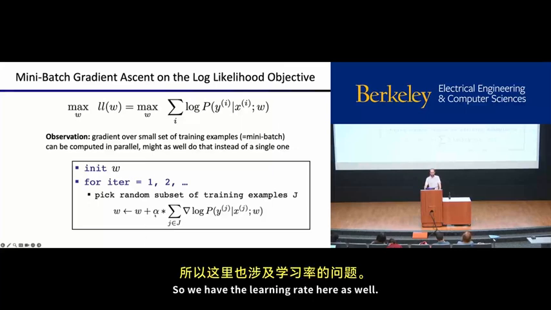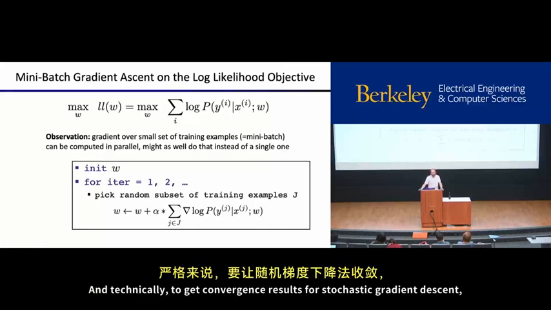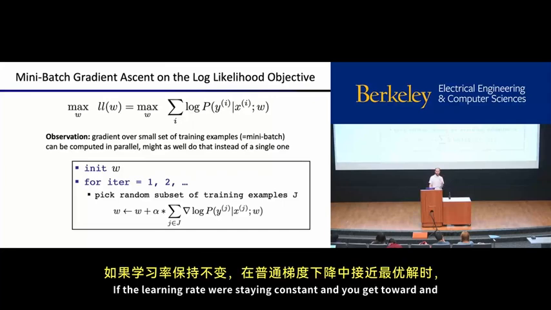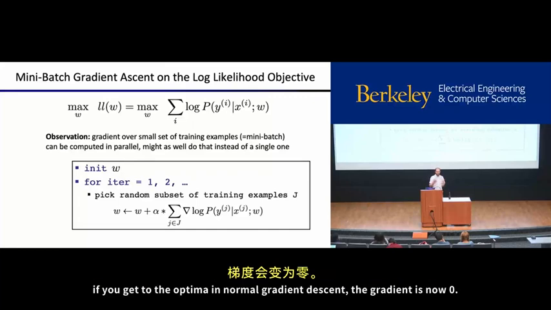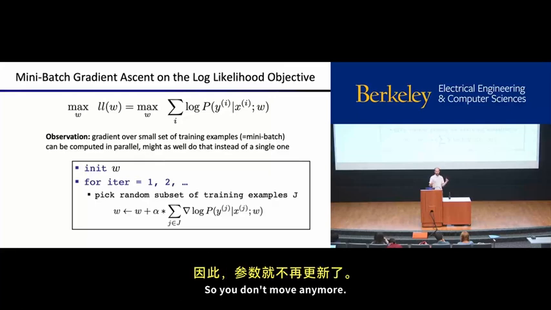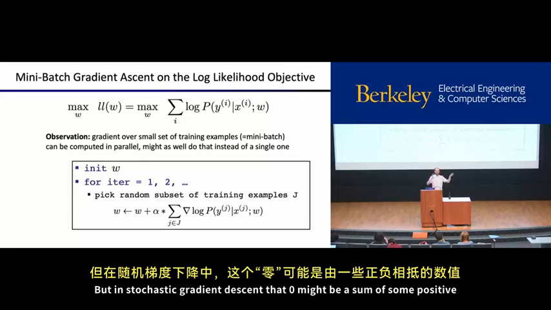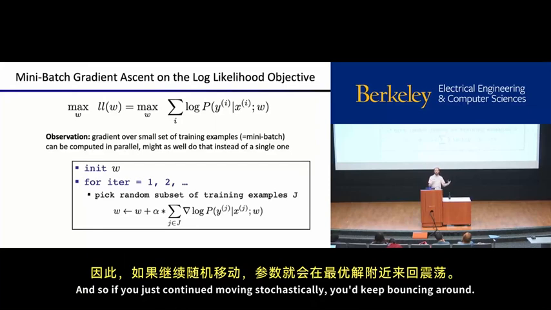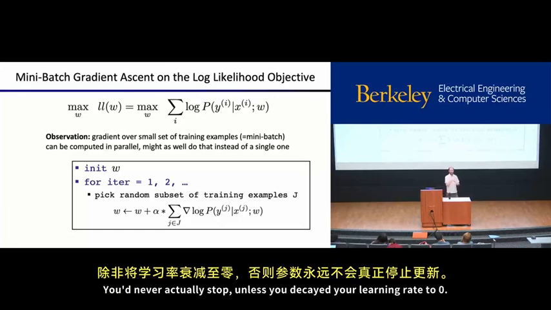Right, so we have the learning rate here as well. And technically to get convergence results for stochastic gradient descent, you need this learning rate to be going down. If the learning rate were staying constant and you get to the optima, in normal gradient descent, the gradient's now 0, so you don't move anymore. But in stochastic gradient descent, that 0 might be a sum of some positive and negative numbers or vectors going in different directions. And so if you just continued moving stochastically, you'd keep bouncing around. You'd never actually stop unless you decayed your learning rate to 0.